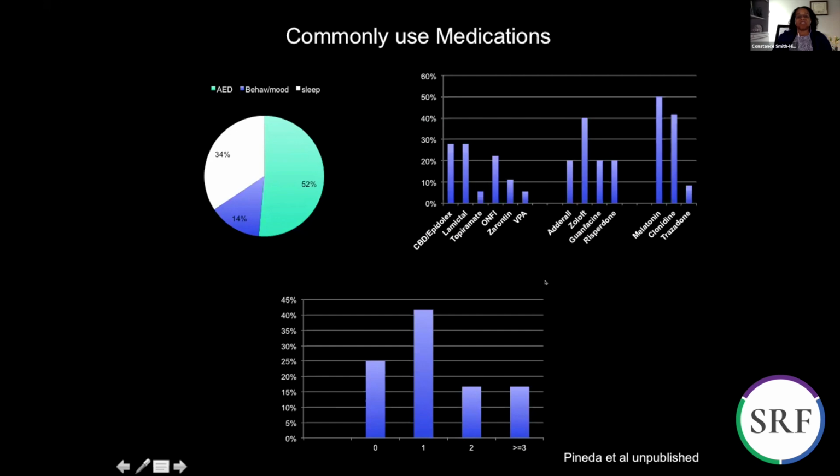When we looked at the percentage of patients who were on anticonvulsants and we parsed it according to the number of anticonvulsants, it was interesting to note that the vast majority of our patients were only on one anticonvulsant, with fewer patients on 2 anticonvulsants or 3 or more. It was also interesting to note that although some patients had clinical seizures, they were not taking an anticonvulsant.